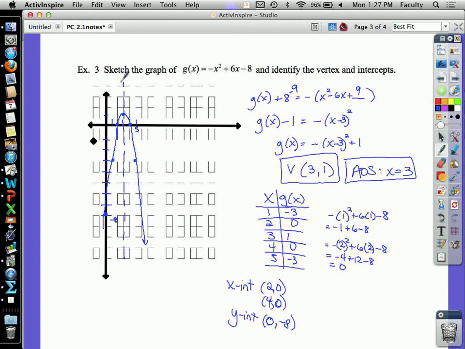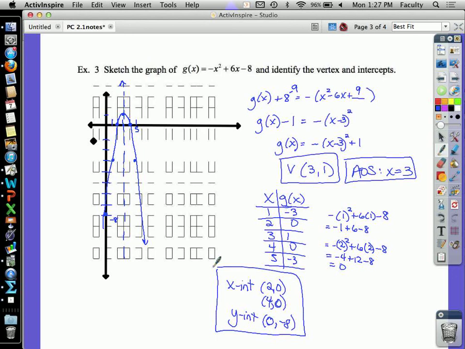Alright, don't forget your axis of symmetry. Okay, any questions on graphing a parabola?